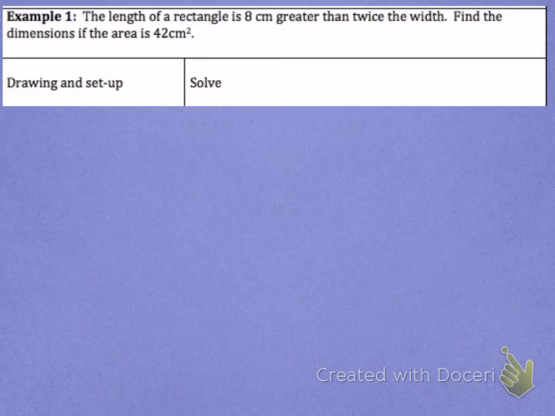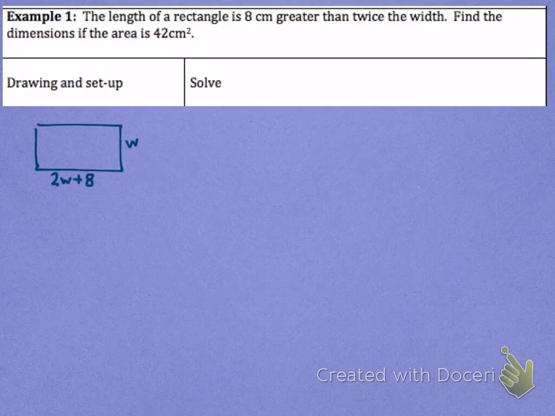So our first example: the length of the rectangle is 8 centimeters greater than twice the width. We're supposed to find the dimensions, the length and width, if the area is 42 centimeters squared. So you have a spot for drawing there. We want to make sure we're setting up, so we've got a rectangle, and you would want to sketch a rectangle. It's saying the length is 8 centimeters greater than twice the width. So we have the width, and the length is 8 centimeters greater, so I know I'm adding 8 to twice the width. And there's my rectangle. So just look for that setup.